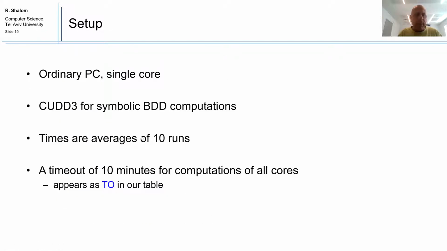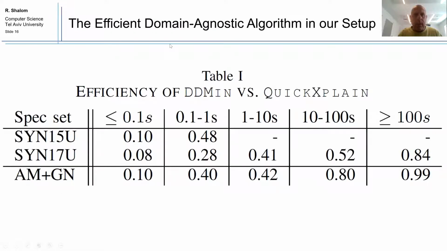The setup is an ordinary PC with a single core. Times are the averages of 10 runs, and we use 10 runs because the BEDs add some stochastic elements. And we have a timeout of 10 minutes for computations of all cores, which we denote by TO. Now let us look at the results.